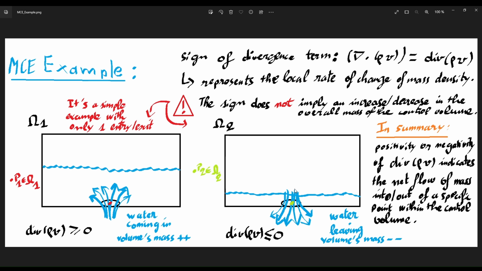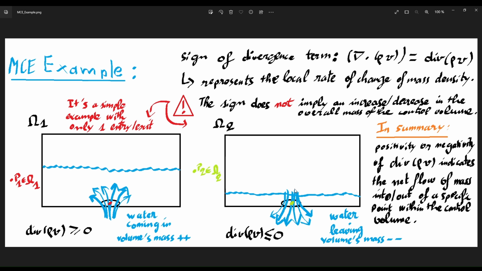Why do we say that the sign does not imply an increase or decrease in the overall mass of the control volume? Because in this example, we're looking at the problem locally, only at one hole. For instance, there could be multiple holes with water coming in and out. So we don't know the overall behavior of the total volume. Our example is not meant to be a general case.